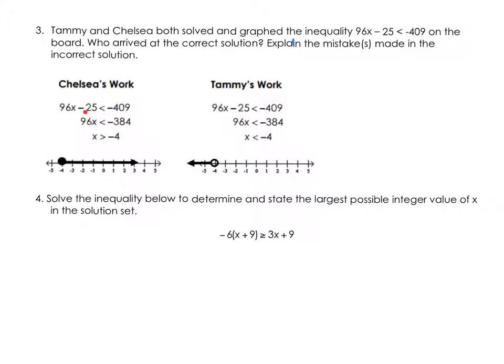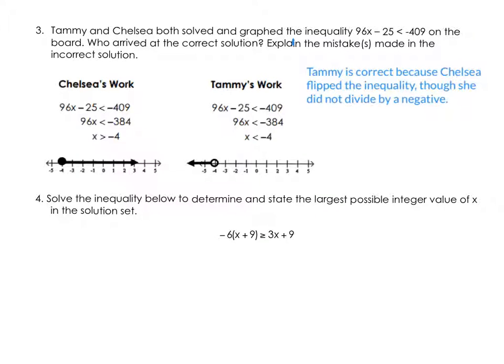So 96x minus 25 is less than negative 409. I need to get the x's on one side, so I need to move the 25 by adding it to both sides. That does give me negative 384, and that shows the same in both steps. So my next step would be to divide by 96, which would give me x is less than negative 4, but wait, this person flipped the inequality. That only happens when we divide by a negative. Yes, we do have a negative over here, but we didn't divide by a negative. So Chelsea should not have flipped the inequality.